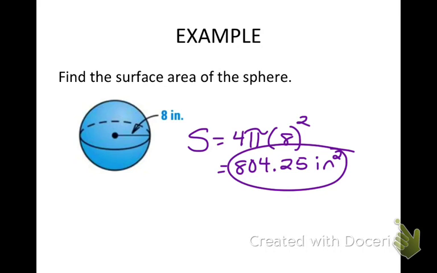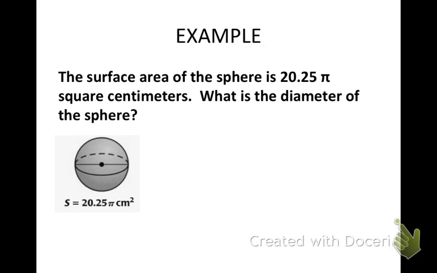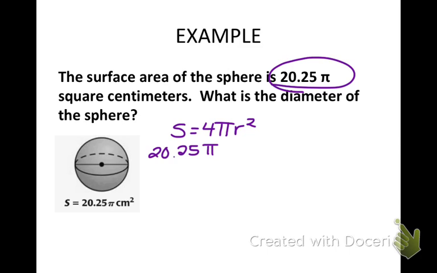If we look at the next example, here we have to work a little bit backwards. So here they're telling me that the surface area is already given as 20.25 pi square centimeters, and we need to solve for the diameter. Okay, well, we know that our formula for surface area is S equals 4 pi r squared. I'm going to plug in 20.25 pi in place of S. Equal it to 4 pi r squared.